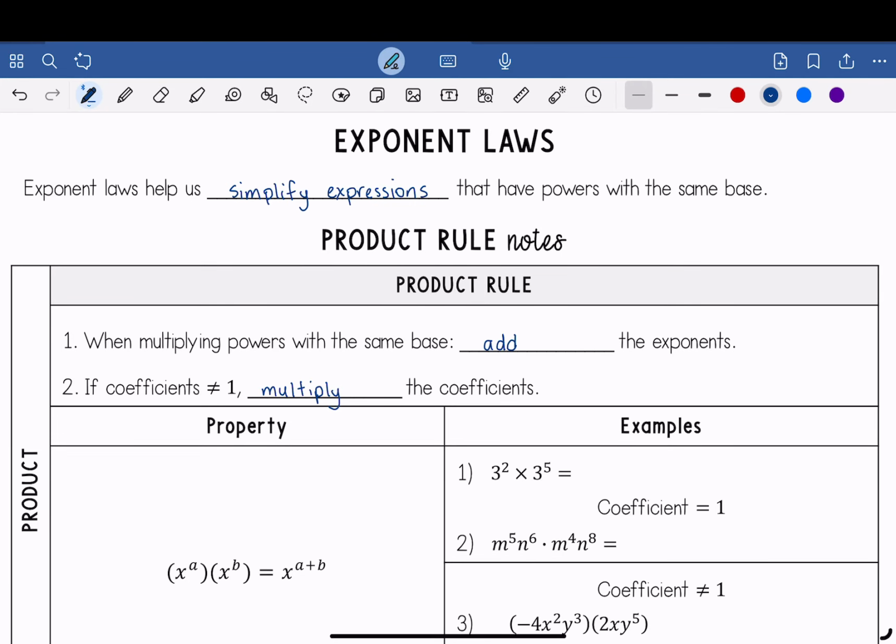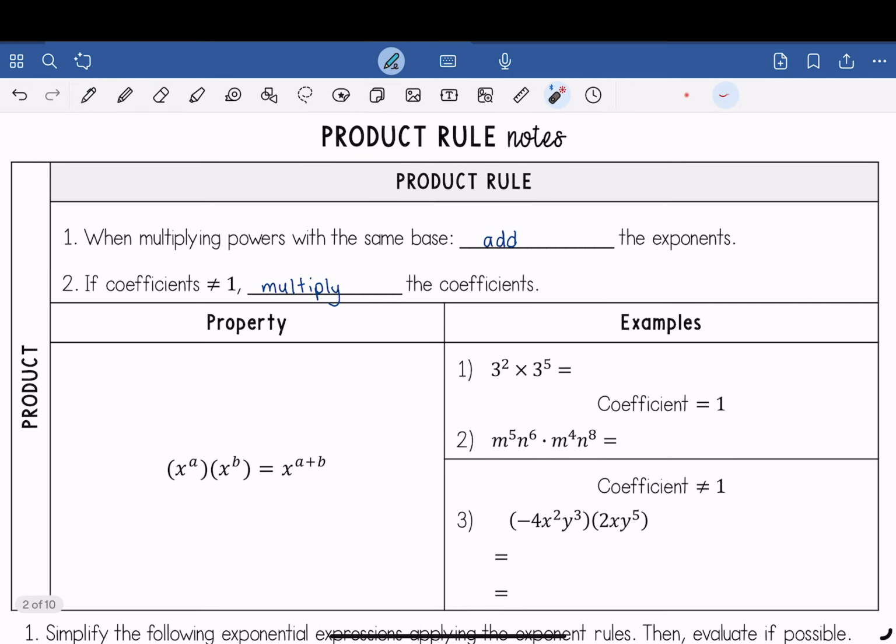Exponent laws. Exponent laws help us simplify expressions that have powers with the same base. We're first going to cover the product rule. Step 1, when multiplying powers with the same base, you're going to add the exponents. Step 2, if the coefficient of the bases is not 1, you multiply the coefficients. So here is the property.